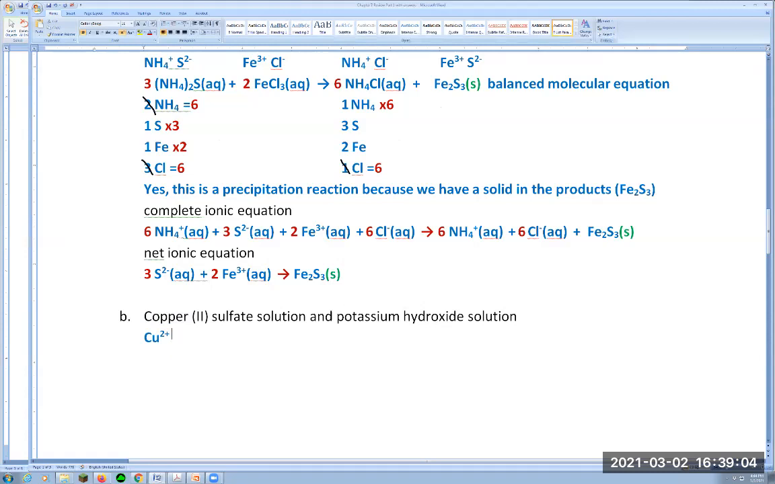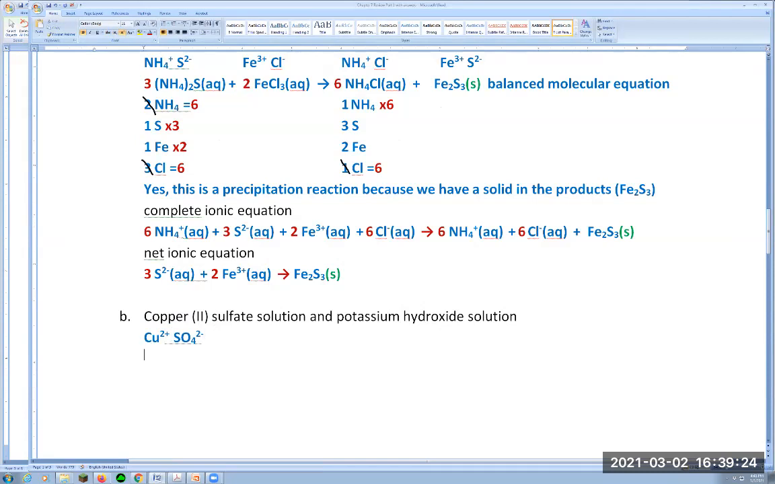The sulfate is the SO4 2-. So the 4 here is a subscript. It means 4 oxygen per 1 sulfur. And we have 2 negative charges for this polyatomic ion.